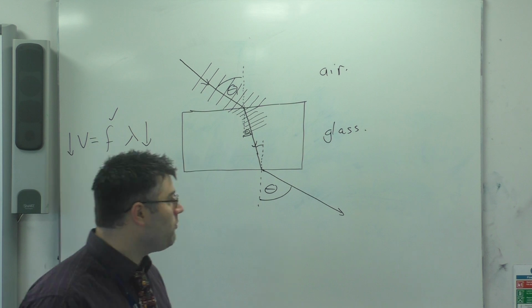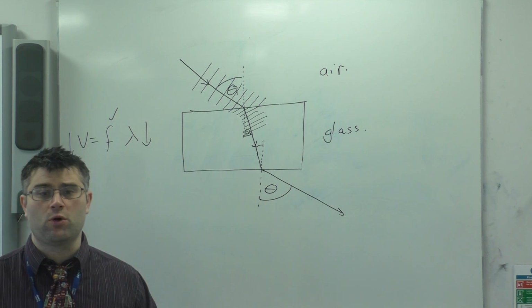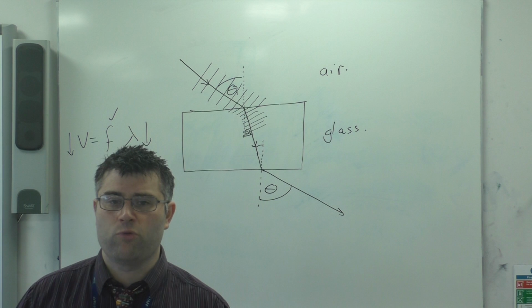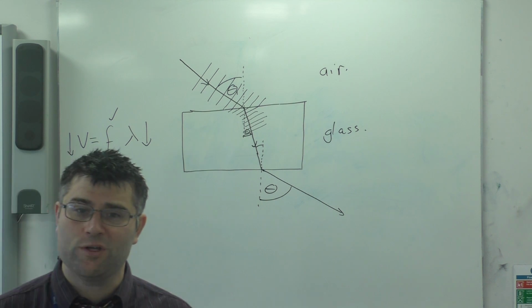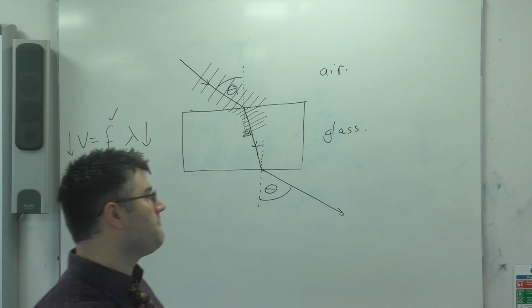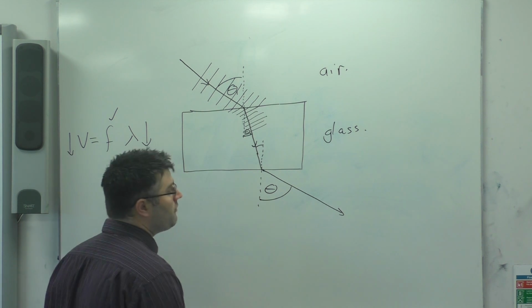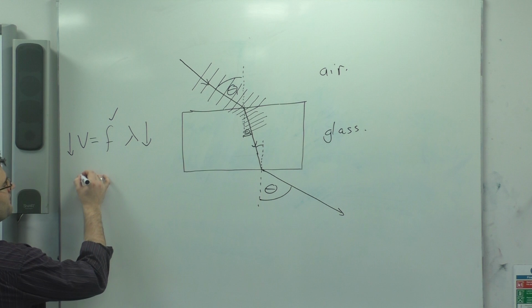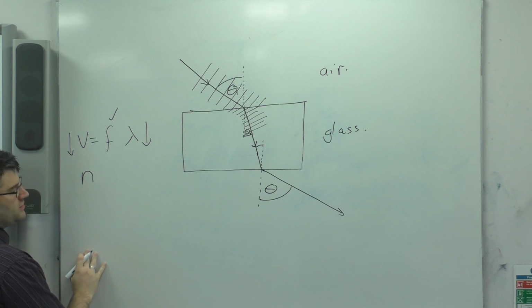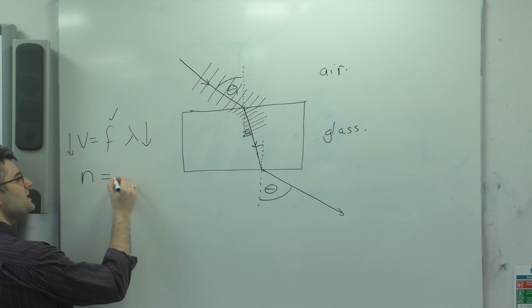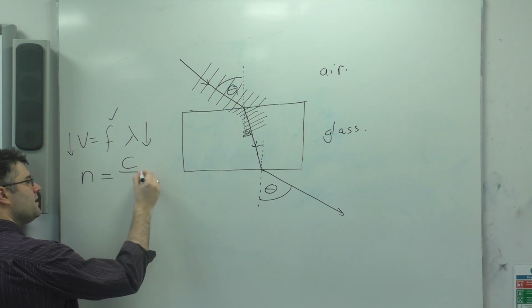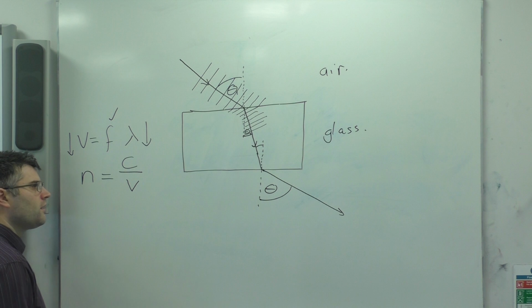So, it's all well and good to just talk about this qualitatively and say, oh well, this is what happens, this is what we observe, but we need to quantify this. And we can quantify it in terms of a value called the refractive index. Now, refractive index utilizes the letter n for it. n is equal to c over v.